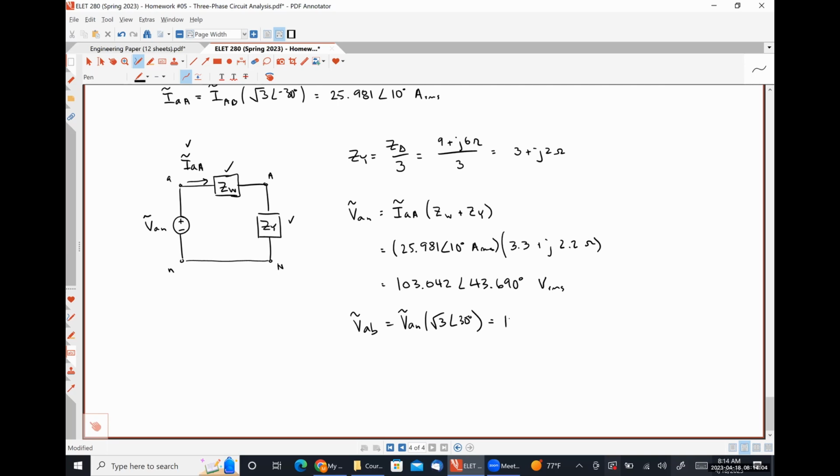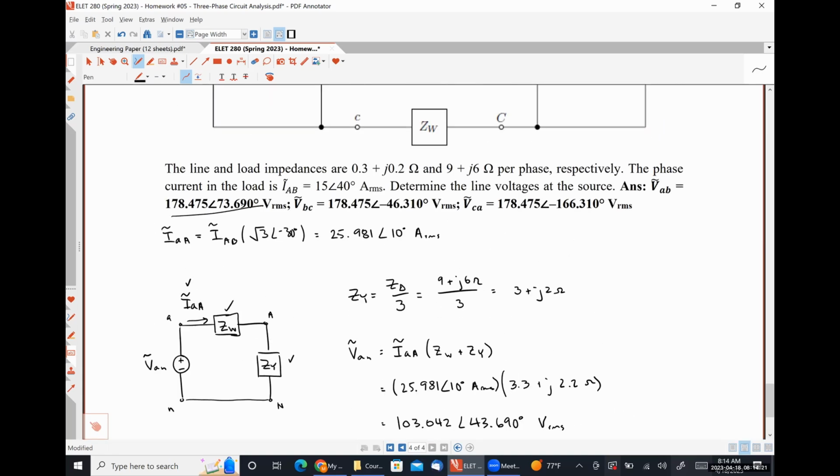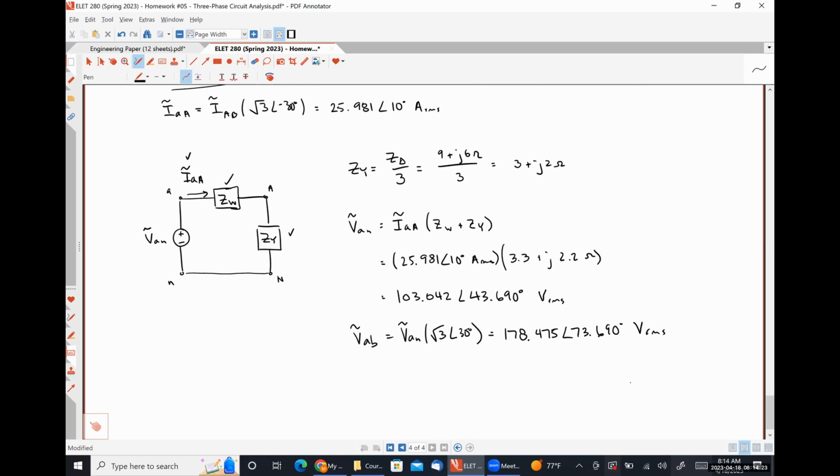That looks like 178.475 with an angle of 73.690 degrees volts RMS, which looks like what I got there. And then to get the B phase and C phase, we simply apply 120 degrees and 240 degrees.